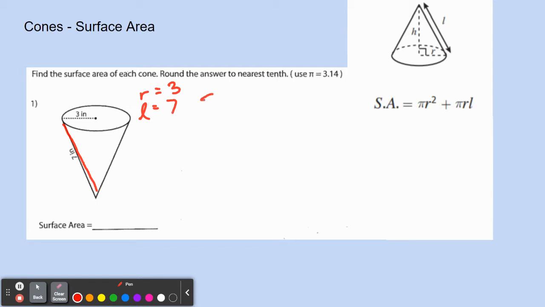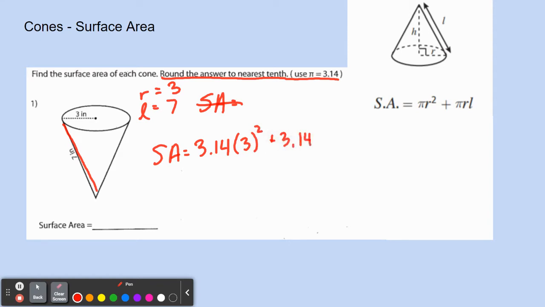So surface area equals pi. In the directions, it says round the answer to the nearest tenth and use 3.14 for pi. So we're going to do that for this particular problem. Surface area equals 3.14 times the radius, which is 3, squared, plus 3.14 times the radius again, which is 3, times the slant height, which is 7.